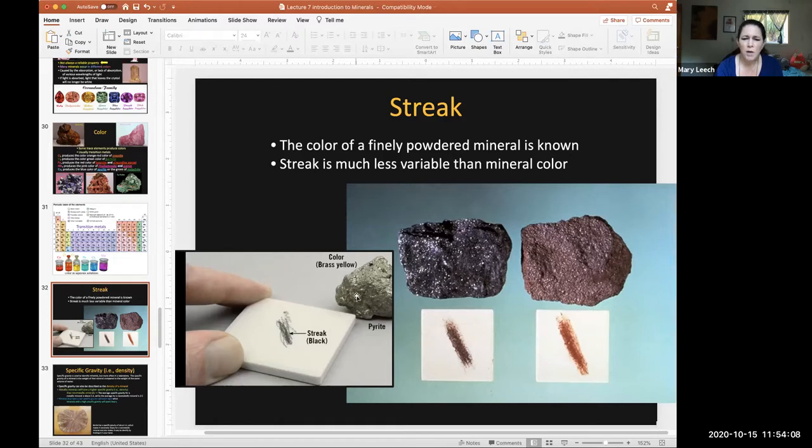Pyrite has a brass yellow, metallic yellow color, but gives a black streak. Those are reliable indicators. The streak is not the same thing as the color. The powdered color of the streak that you get is reliable.